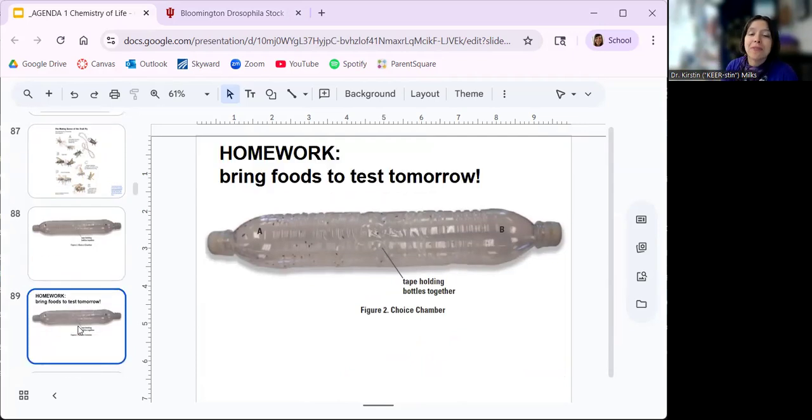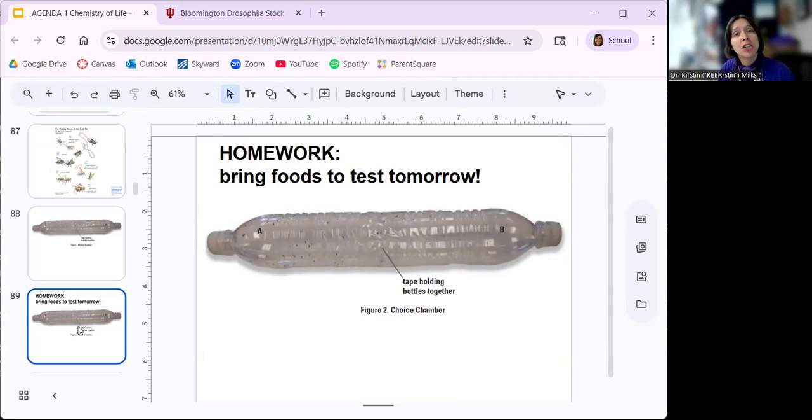So your job for tomorrow is to bring things you think fruit flies might enjoy or things you think that fruit flies might fly away from. You may not bring foods that contain capsaicin. You may not bring foods that contain Sichuan peppercorn, right? That numbing taste. Those two chemicals, for a couple of reasons, we're not going to use.